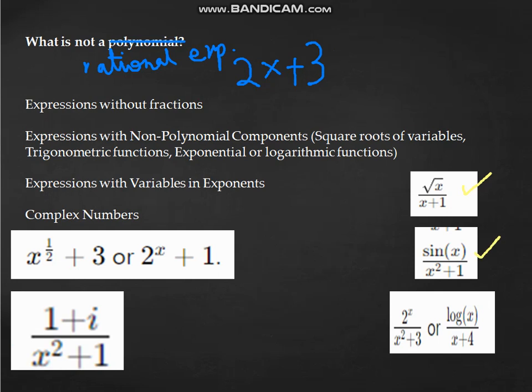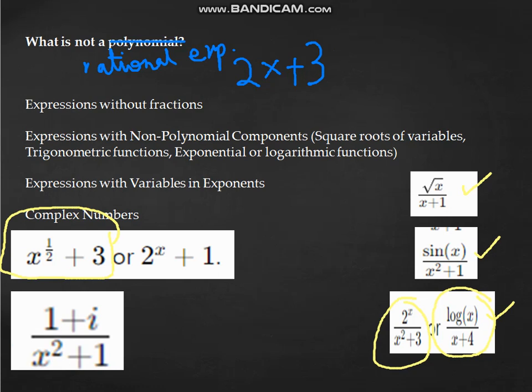Then we have these two expressions where there is x, but the x is in the exponential power. So this is an exponential function. Exponential functions are also not rational expressions, and so are logarithmic functions, as you can see here. Because x is in log, there is a log of x, you will not consider that as a rational expression. Then we have these two expressions, where there is x raised to the power half plus 3, or 2 raised to the power x plus 1.